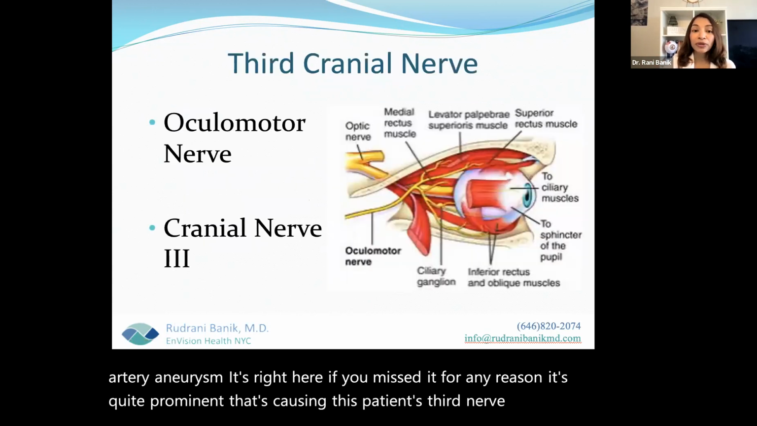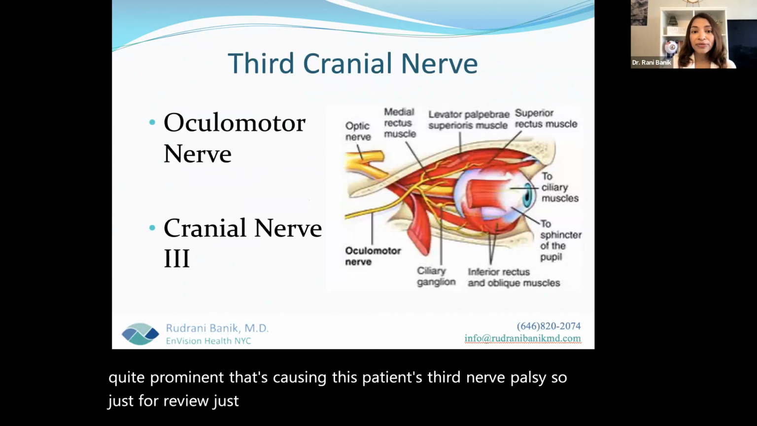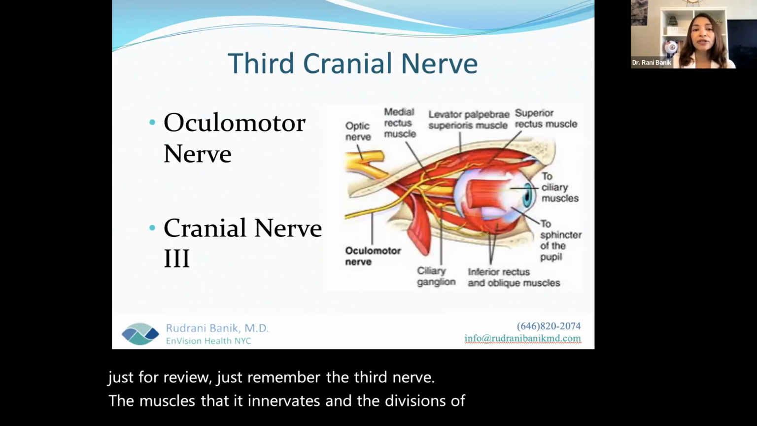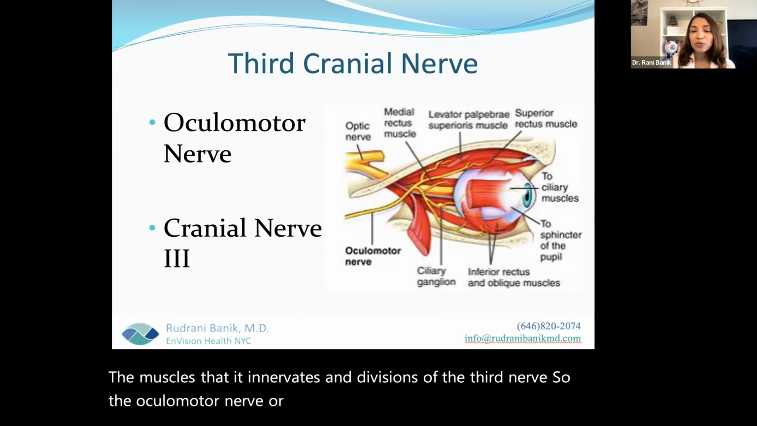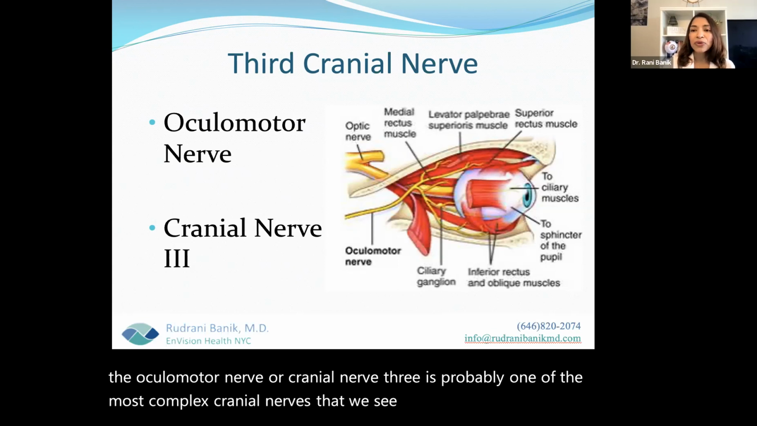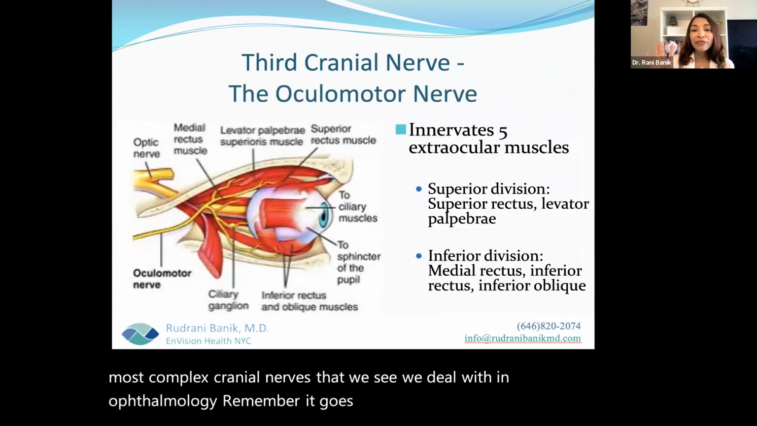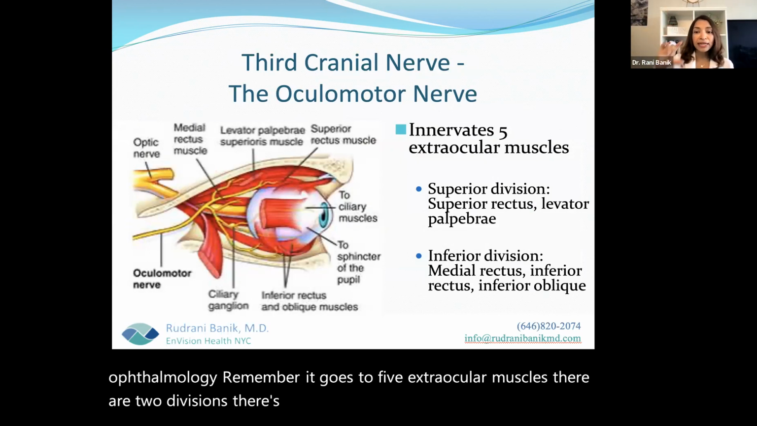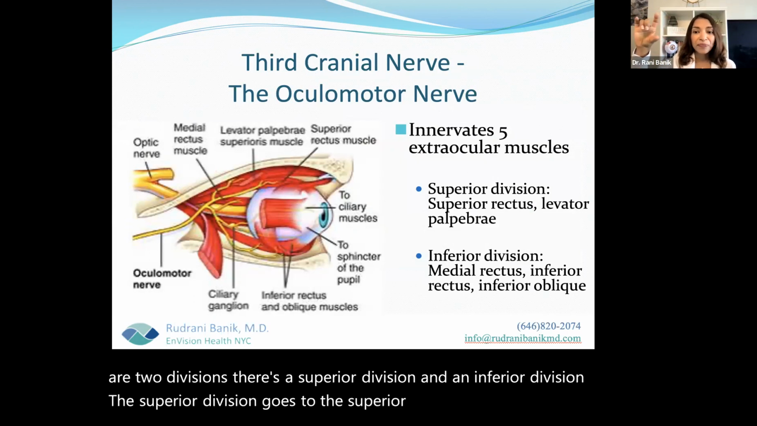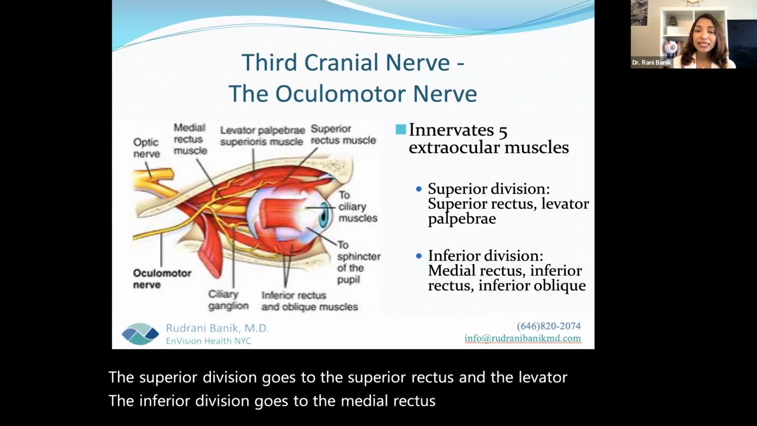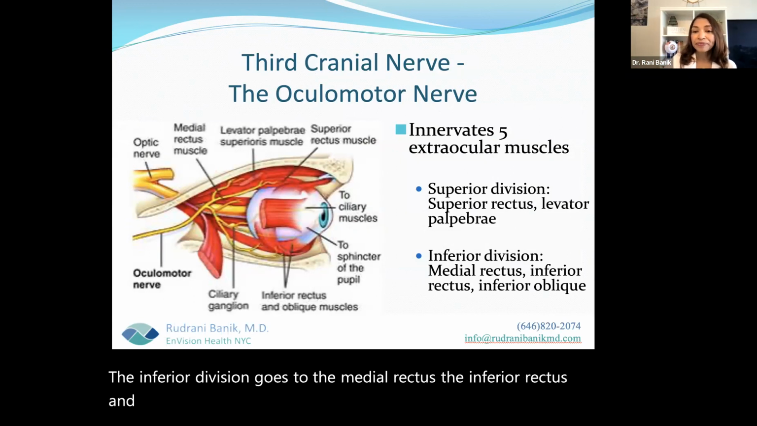So just for review, remember the third nerve, the muscles that it innervates, and the divisions of the third nerve. The oculomotor nerve, or cranial nerve 3, is probably one of the most complex cranial nerves that we deal with in ophthalmology. Remember, it goes to 5 extraocular muscles. There are 2 divisions, a superior division and an inferior division. The superior division goes to the superior rectus and the levator. The inferior division goes to the medial rectus, the inferior rectus, and the inferior oblique.